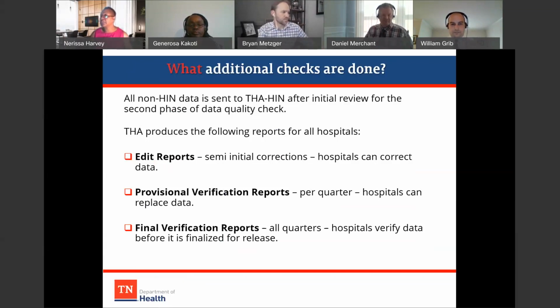Then we have what's called the final verification reports, and this is also sent out to all HEN and non-HEN facilities. These reports contain the final 4 quarters for the year, so the hospital can look at them, or that can be replaced during the provisional reports. During this time, the final verification is going on. Hospitals may not replace data during this time.